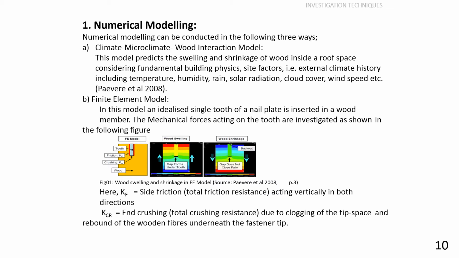In this model, an idealized single tooth of a nail plate is inserted in a wood member where mechanical forces acting on the tooth are investigated, as shown in the picture. Here the variables are Kf, which is the total side friction resistance acting vertically in both directions, and Kcr, which is total end crushing resistance due to clogging of the tip space and rebound of the wooden fibers underneath the fastener tip.